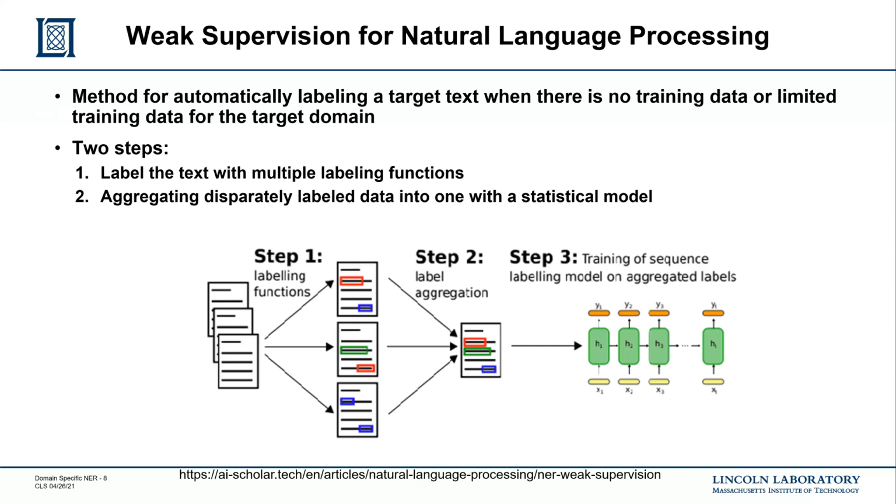Let me move on to talk about the weak supervision approach for natural language processing. The method basically automatically labels a targeted text, and you don't have to have any training data whatsoever. That's a big deal, because training data for natural language processing tasks, if you have to annotate it manually, can be very time-consuming, expensive, and so on. Deep learning models require big labeled data sets to train. That's always an issue, not just in natural language processing, but in a lot of machine learning work.